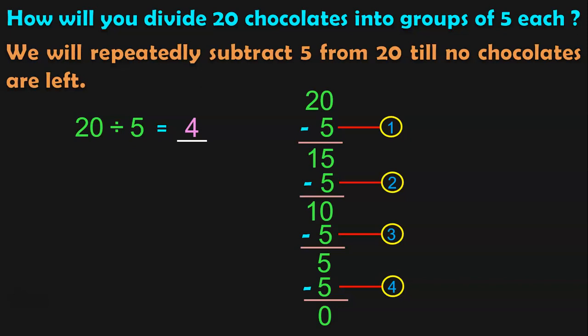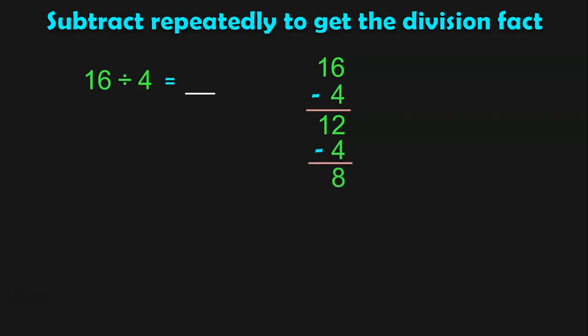Let us do more sums to understand this repeated subtraction concept better. Subtract repeatedly to get the division fact. 16 divided by 4 is equal to dash. So the first step is to subtract 4 from 16. What is 16 minus 4? 16 minus 4 is 12. Next, repeat the subtraction once again. Subtract 4 from 12. What is the balance you get? 8. Now, subtract 4 once again and you get the remainder to be 4.